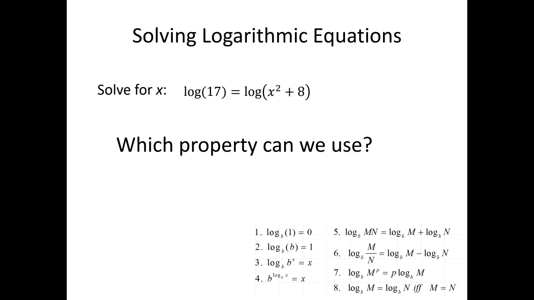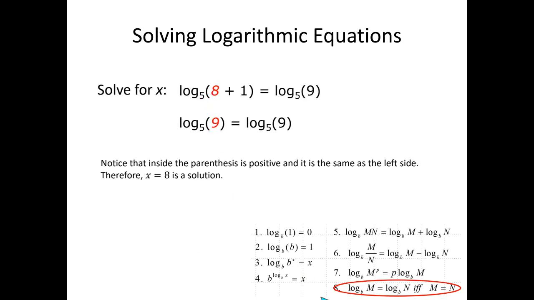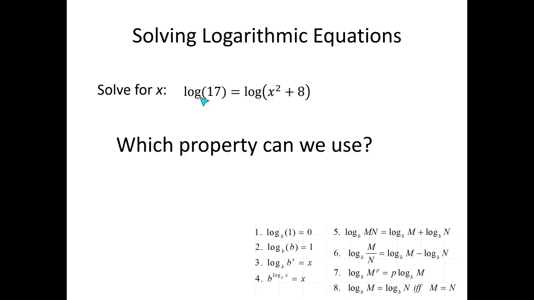Okay, so now Mr. Mata says 3. So let's see if we get 3. The important thing here is to ask yourself, can you use the one-to-one property? Okay, so what is my base on the left side? Do you see a little number like 5 on this side? Well, I don't see a number, so that means that the base is 10, right? And then on the right side, I don't see a number either, so that means that the base is 10. So they do have the same base. So that means I can set the parentheses equal to each other.